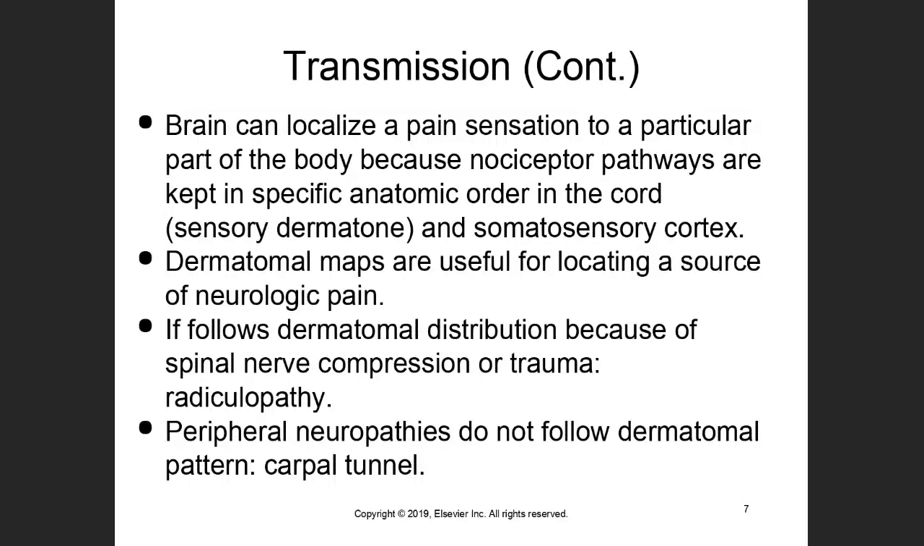The brain can localize a pain sensation to a particular part of the body because nociceptor pathways are in a specific anatomic order in the somatosensory cortex. The dermatome map is useful for localizing the source of neurological pain. Pain follows dermatome distribution in spinal cord compression or trauma, and radiculopathy. Peripheral neuropathy does not follow a dermatomal pattern, for example carpal tunnel.